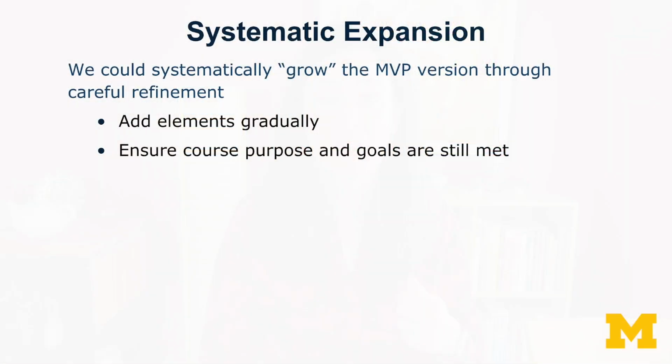Realistically, the MVP might work okay, but we would probably see room for improvement. Thus, we could systematically grow the MVP version through careful refinement in an incrementally robust manner. We could add well-conceived, well-constructed, and well-managed elements, and think about these additions piece by piece to make sure our course purpose and goals are still being met.